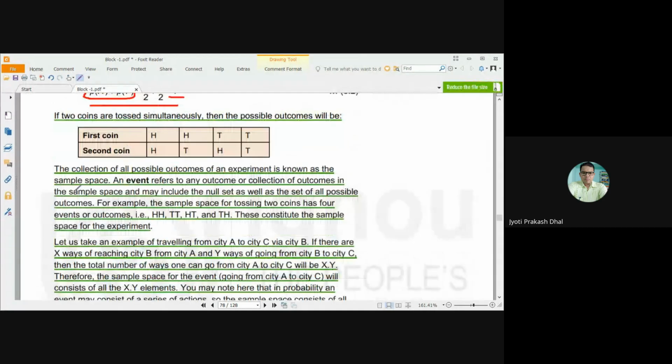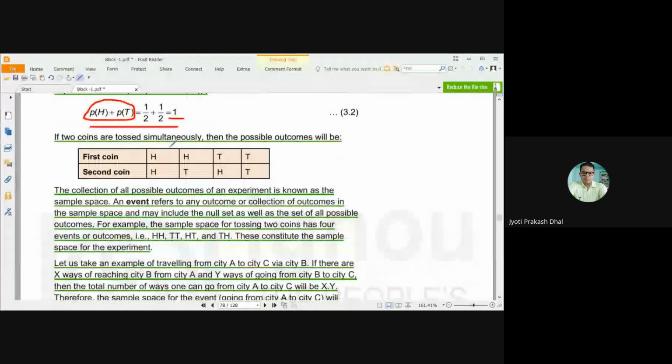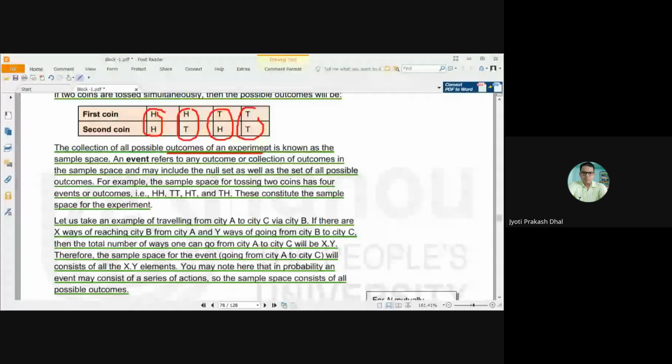Now coming to the next part, if two coins are tossed simultaneously, the possible outcomes may be: first head, second head; first head, second tail; first tail, second head; and both tails. These are the possible outcomes of tossing two coins simultaneously. The collection of all possible outcomes in an experiment is known as sample space. Again, you have to remember this definition of sample space.